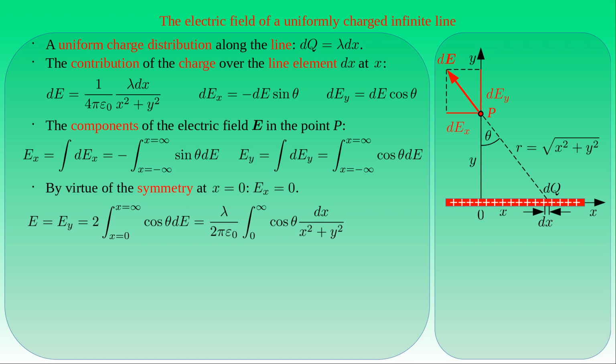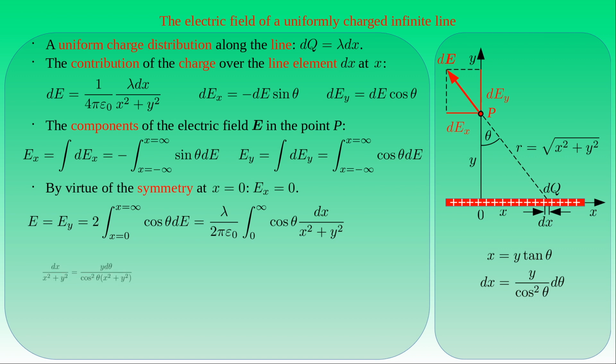Here cosine theta can be expressed in terms of the Cartesian coordinates. We see in the figure that the distance x of the line element dx from the origin is equal to the distance y times tangent theta. If we take the differential of this equation, we see that dx is equal to the ratio of y to the square of cosine theta, times d theta.